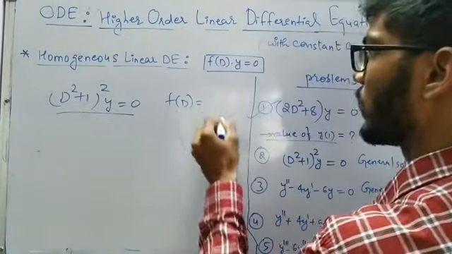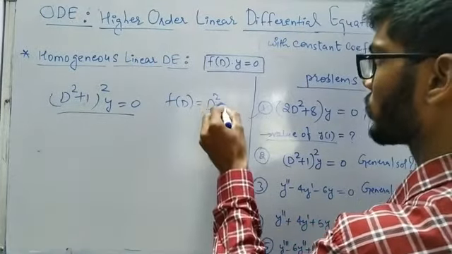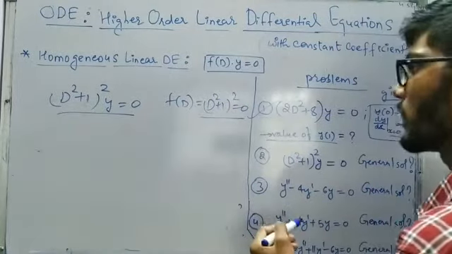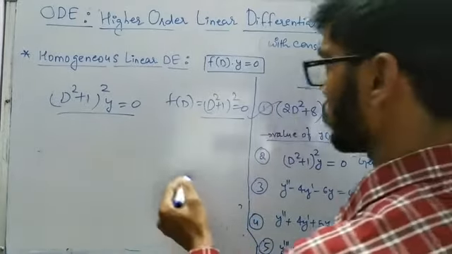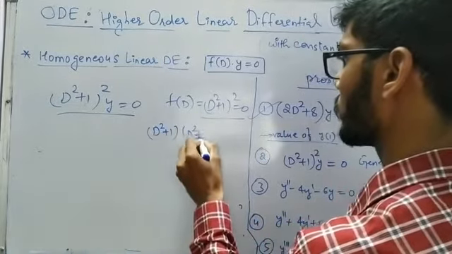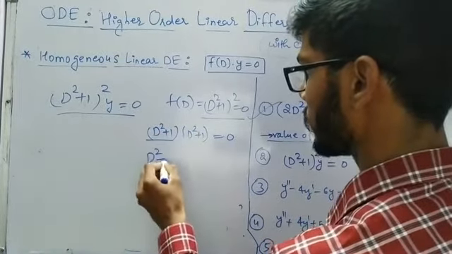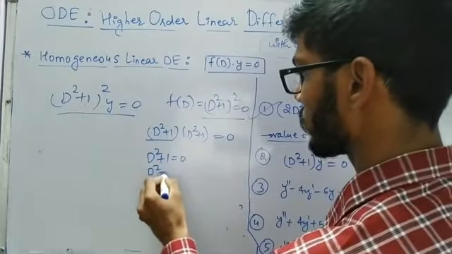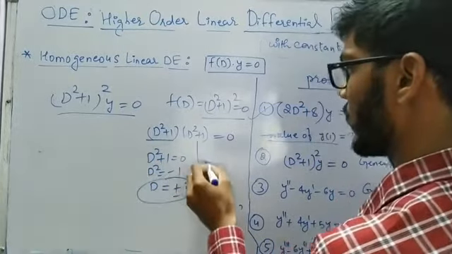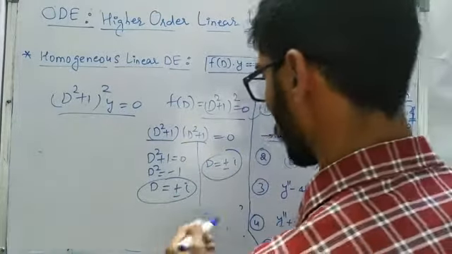Having a look at the given question, we have f(D) = (D² + 1)², and if we equate it to 0, this is going to be our auxiliary equation. By solving it, we have (D² + 1)(D² + 1) = 0. Squared means we write it 2 times, and we make it 0 first. D² + 1 = 0, D² = -1. So again we get the roots as ±i, and here also we get D = ±i because the equation is the same.